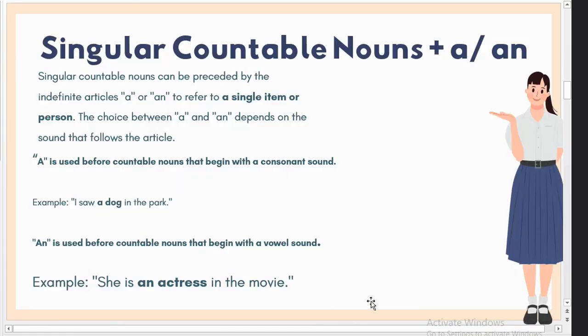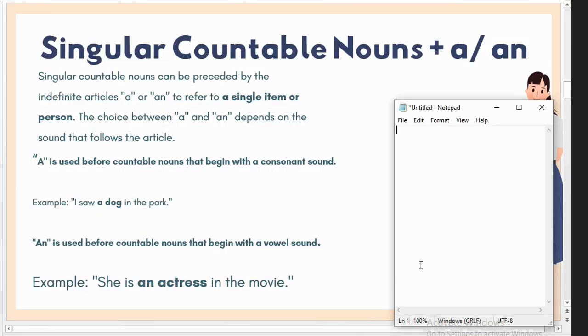Next, singular countable nouns. Singular countable nouns can be preceded by the indefinite articles a or an to refer to a single item or person. Now you can understand easily that it only refers to a single item, with countable nouns. The choice between a and an depends on the sound that follows the article. A is used before countable nouns that begin with a consonant sound.